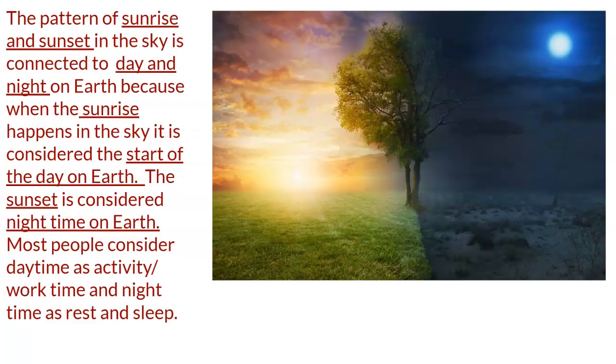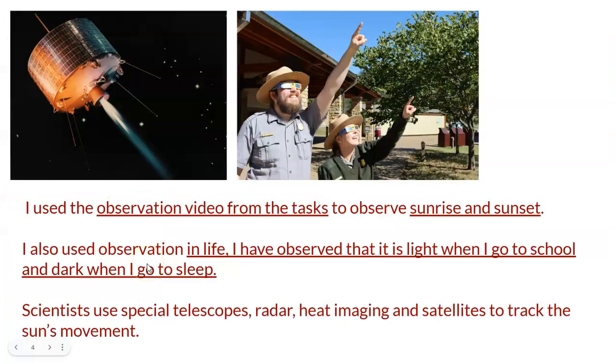The pattern of sunrise and sunset in the sky is connected to day and night on Earth, because when the sunrise happens in the sky, it is considered the start of the day on Earth. So again, sunrise to start of day. The sunset is considered nighttime on Earth. Most people consider daytime as activity, work time, and nighttime as sleep or rest.